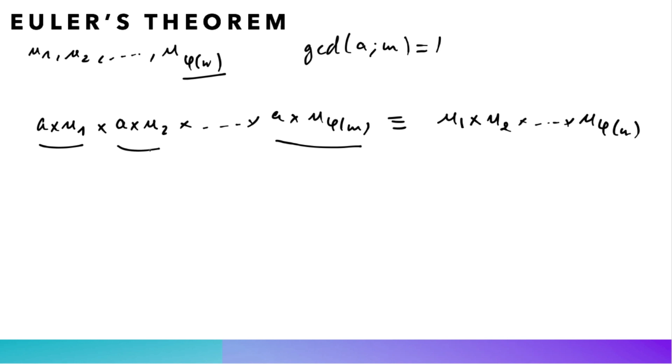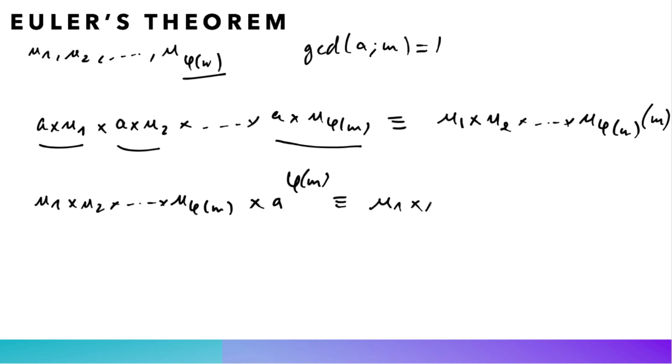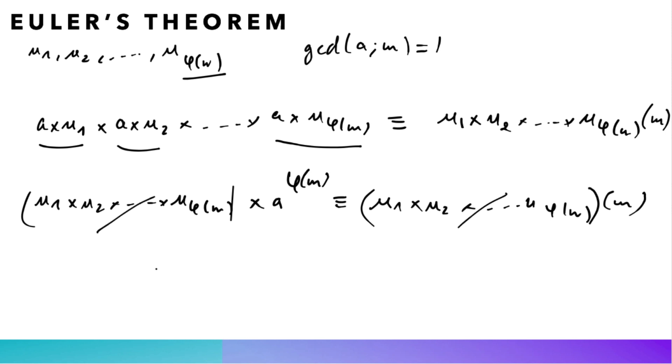So we get an invertible number modulo m. If this is congruent to this modulo m, what we see here is that if you rearrange this, we get that u1 times u2 until we get to u phi of m times a to the power phi of m, of course, because a occurs phi of m times, is congruent to u1 times u2 times u phi of m modulo m. This is great because from both sides we have the same element, which is invertible, which means that we can simplify both sides and get that a to the power phi of m is congruent to 1 modulo m.